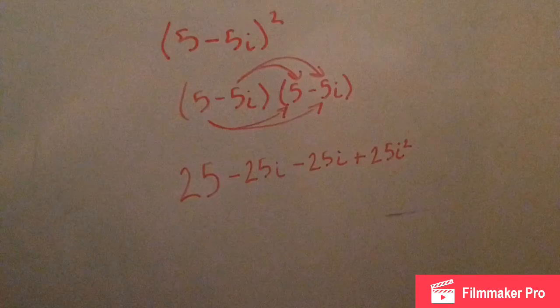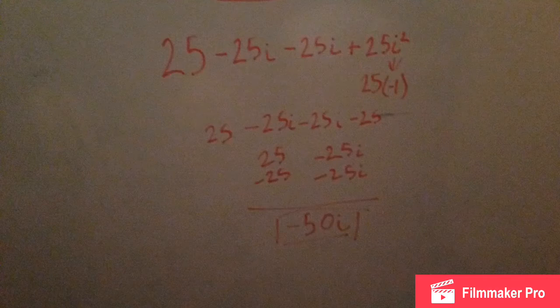That will give us the equation of 25 minus 25i minus 25i plus 25i squared. Now we plug in negative 1 to the i squared, and that'll give us negative 25. Now we combine the like terms, 25 minus 25, and then negative 25i minus 25i. That'll give us the answer of negative 50i.